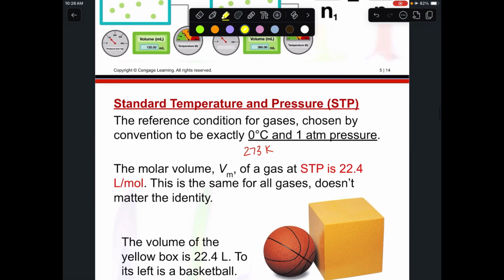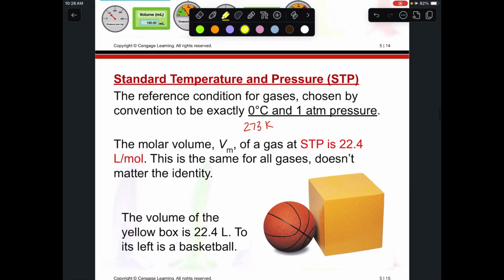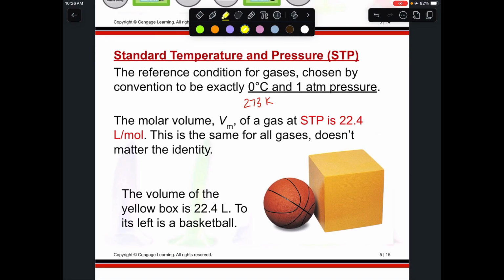Now, another sort of situational condition you may see is called STP, which stands for standard temperature and pressure.